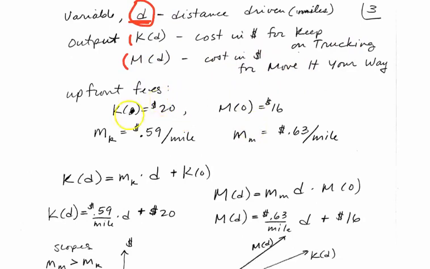So the upfront fee, you can think about that at mileage 0. So before any miles are put, you owe some money. For Keep On Trucking, it's $20. For Move It, it's 16. Now the rate, this is some rate problems. So I use M, like the slope, but the rate that's charged for Keep On is 59 cents a mile. Notice I've changed units here to dollars, so $0.59, and there's the rate for Move It.